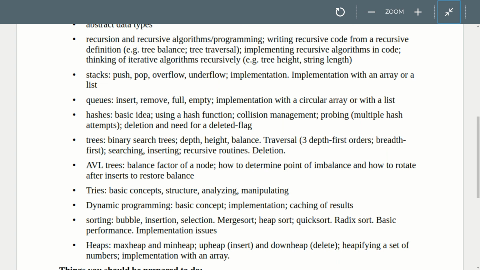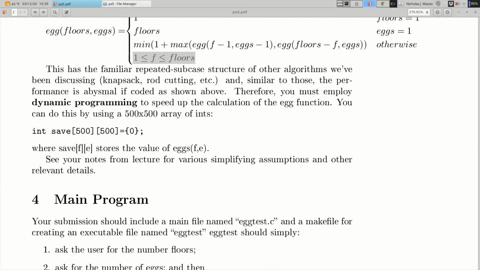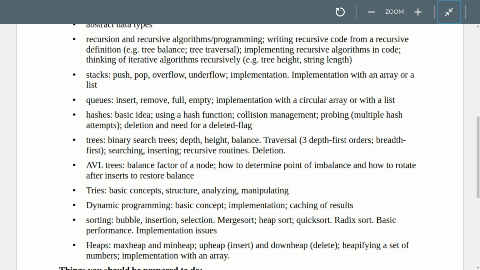All right, dynamic programming. That's this stuff, right? If you have a function, know how to speed it up by caching results. That's the essence of dynamic programming. And it's usually used in problems that have this repeated substructure, so you can solve your problem by taking solutions to simpler problems and putting them together. That's what's happening in knapsack, egg dropping, rod cutting, and so on.